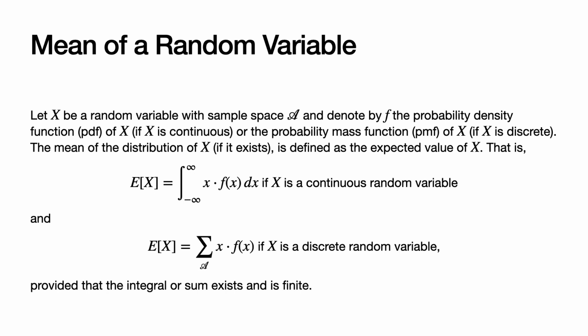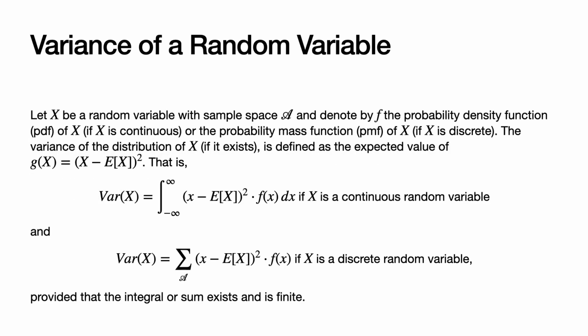Now note that the expected value of X, the mean of the distribution of X, is a weighted average of the values taken on by the random variable, and the weight function is the PDF if X is continuous, and the PMF if X is discrete. So again, the mean of a random variable, or equivalently, the mean of its distribution, is equal to the weighted average of the values taken on by that random variable.